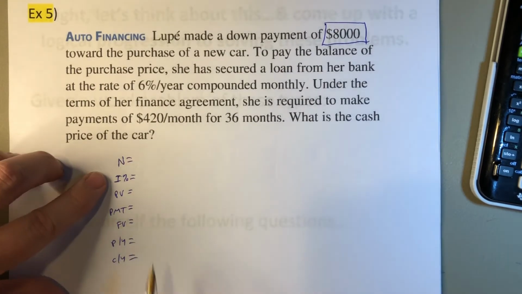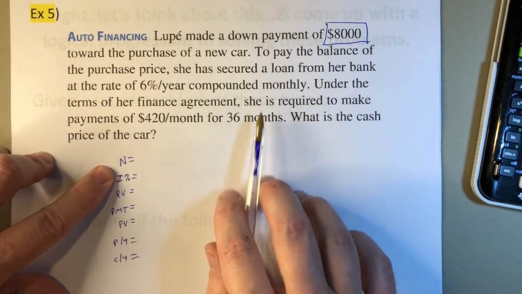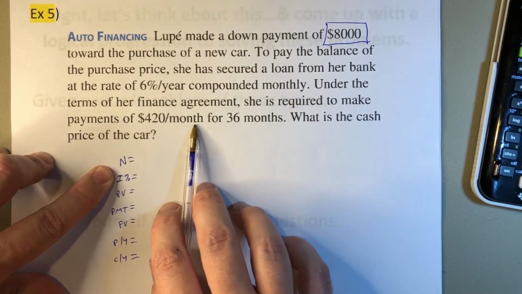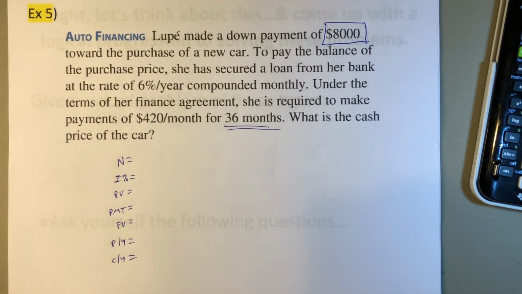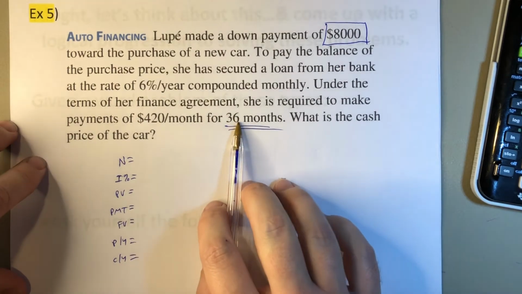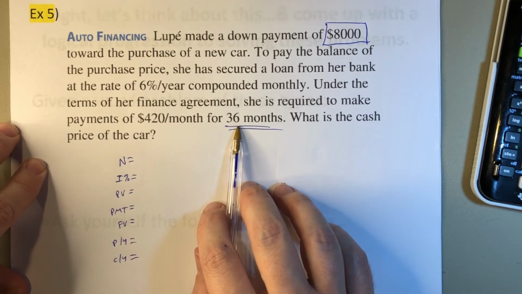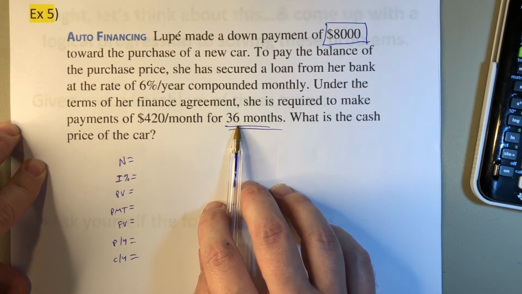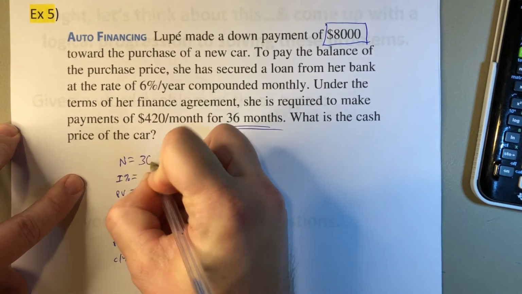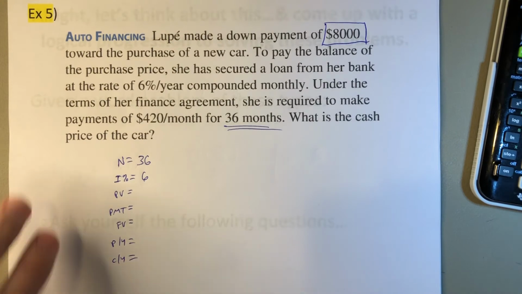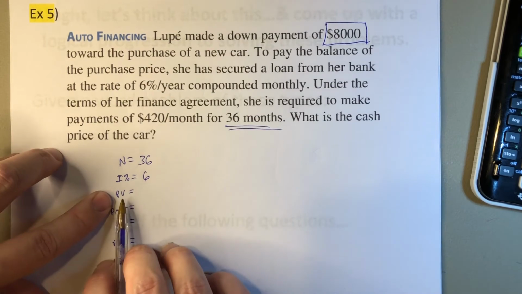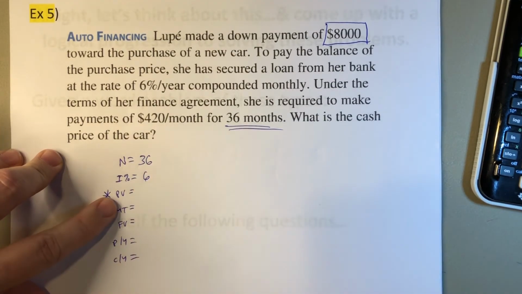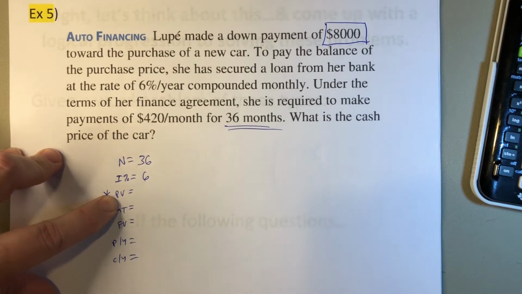All right, so what is N in this particular problem? Well, it says she is required to make payments of this amount per month for 36 months. So this is ultimately N. I know it doesn't say the total number of years, but she's making monthly payments for 3 years, which would be 12 times 3, or 36. So N is 36. The interest rate is 6% per year. That's not uncommon, depending on your credit score for a used car. Present value is what we're going to be solving for. PV, present value, you use for loans.